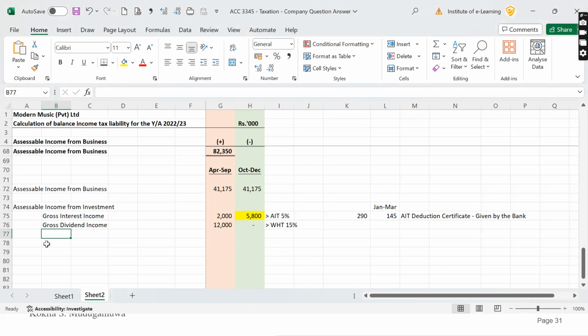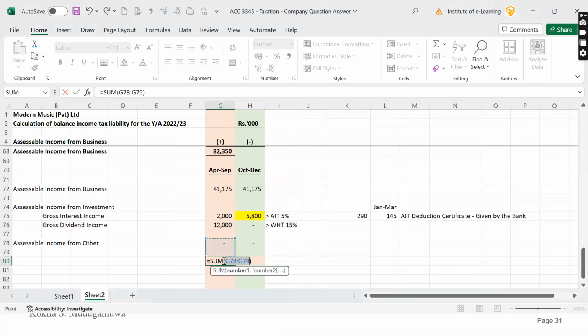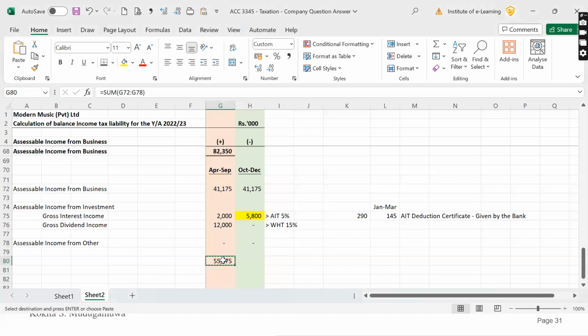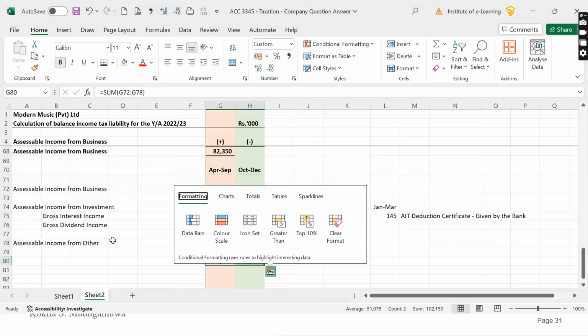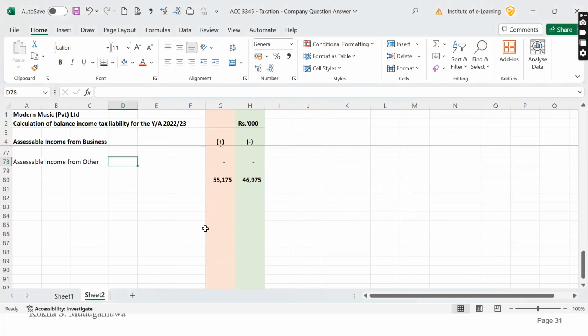Anyway, if you have investment income, then we don't have any other investment incomes. Other than that, assessable income from business, assessable income from investment, assessable income from other sources, we don't have anything under these. Then here we can call it total assessable income.